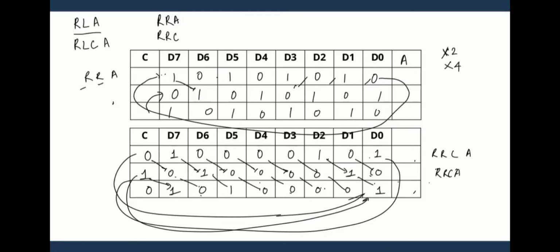I hope you understand. There are some more instructions. RLA is similar to multiplication by 2, and in the case of RRA, rotate right register A is equivalent to dividing by 2.